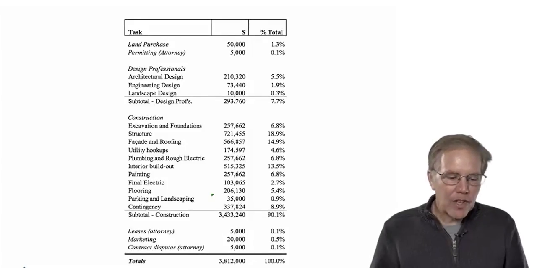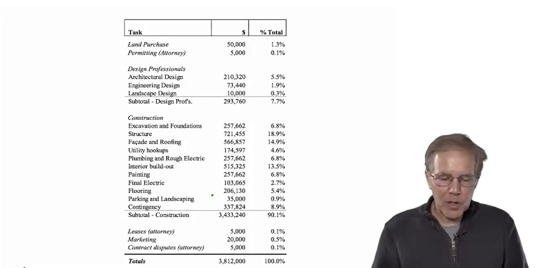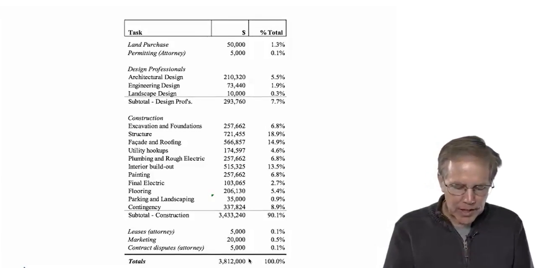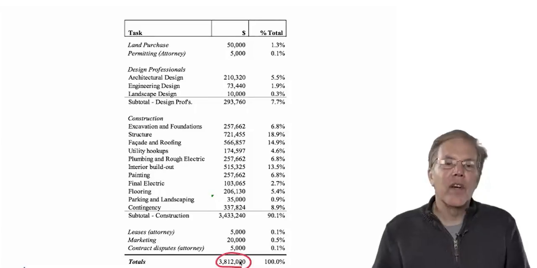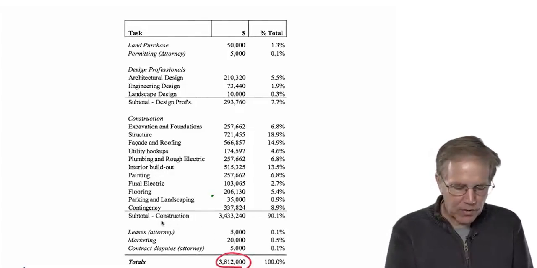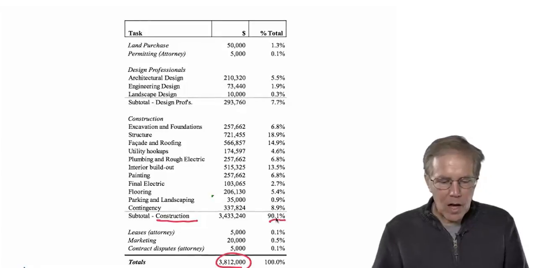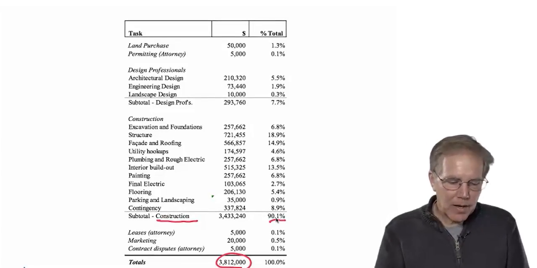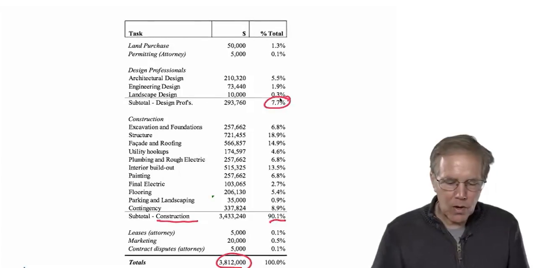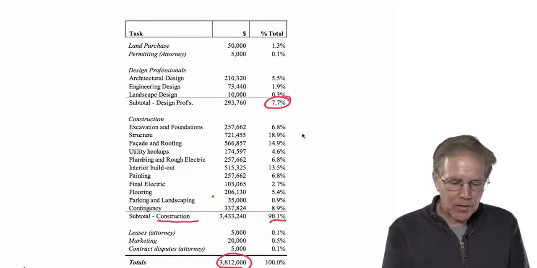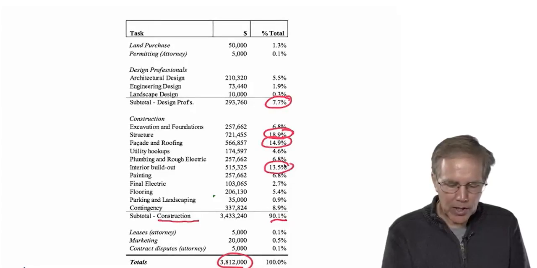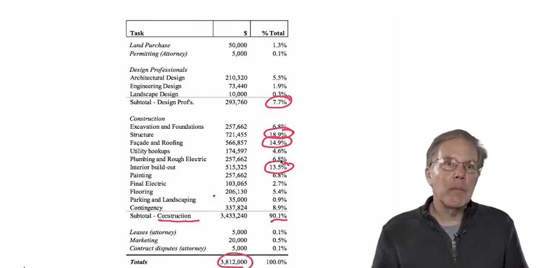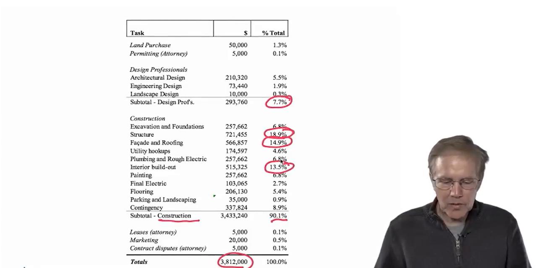Okay, so here I've just got the total dollar amounts for each task, and their percent of the total for the 3.8 million total cost, development cost of the project. So you can see construction, far and away the largest thing, about 90%. We also have the design professionals coming in fairly large, almost 8% of the total. And within construction, the biggest item is the structural system, and that's followed by facade and roofing, which is followed by interior build-out. So those are our big things, our big items for this project, okay?